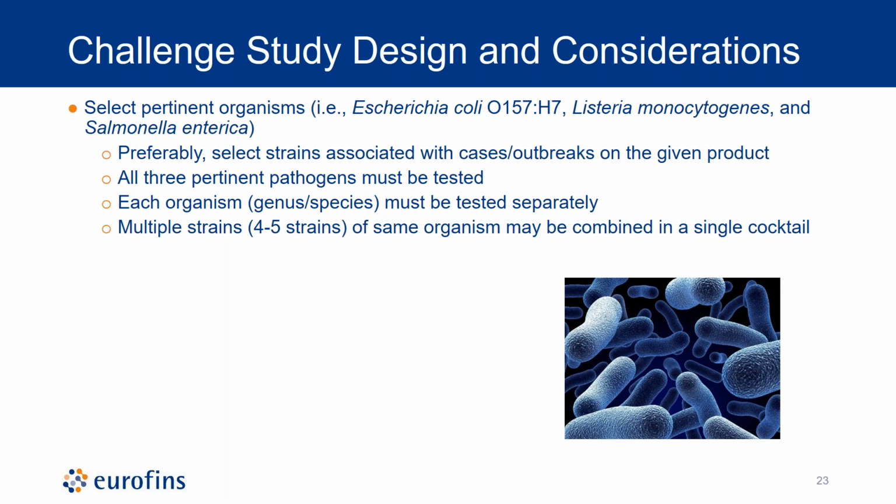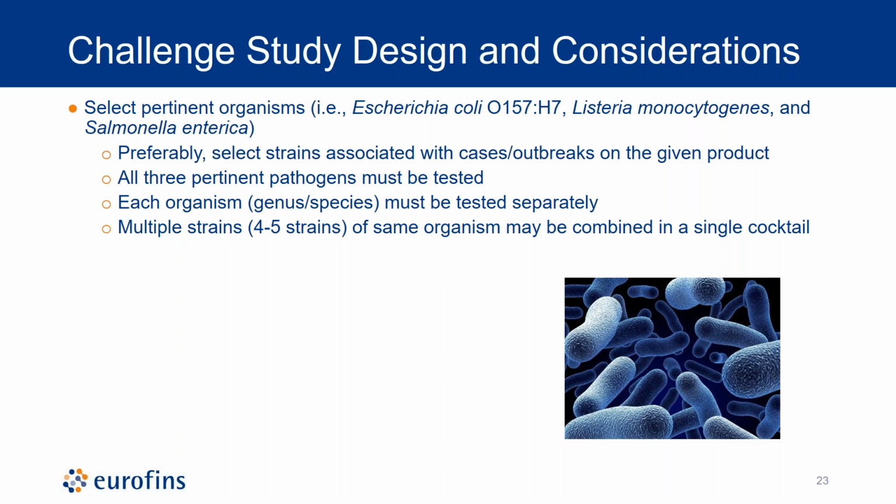Other design considerations include selecting pertinent organisms. In this guidance, they recommend using E. coli 157H7, Listeria monocytogenes, and Salmonella. We try to select strains that are associated with cases or outbreaks on the given product. So for example, if your product includes fruit or vegetable juices, we would like to include the Odwalla E. coli 157H7 strain from the outbreak. That's just an example of a strain that we'd like to include because it's so important for that category.